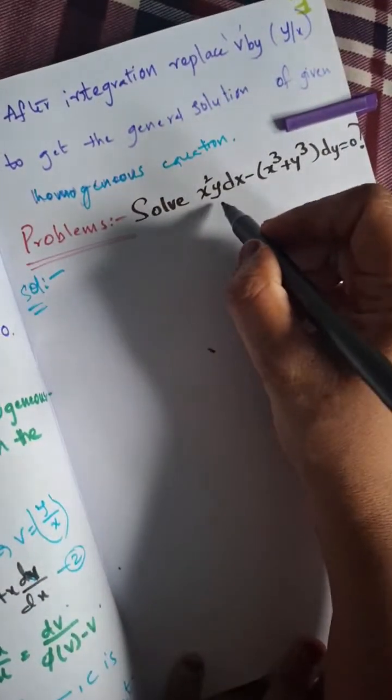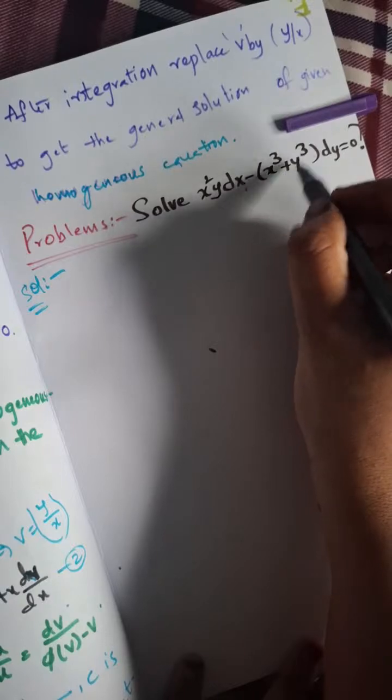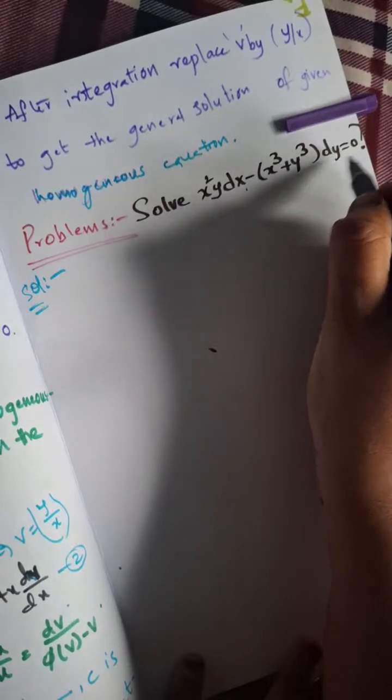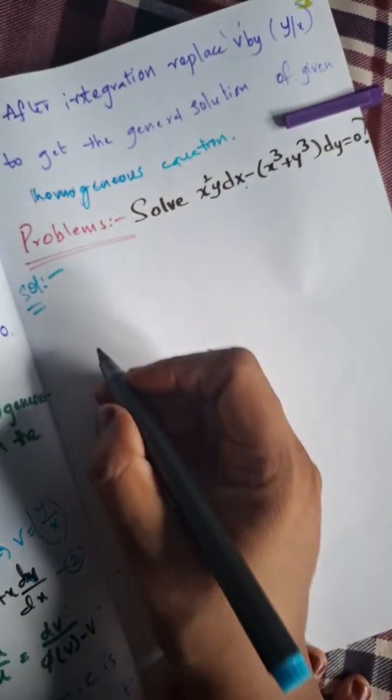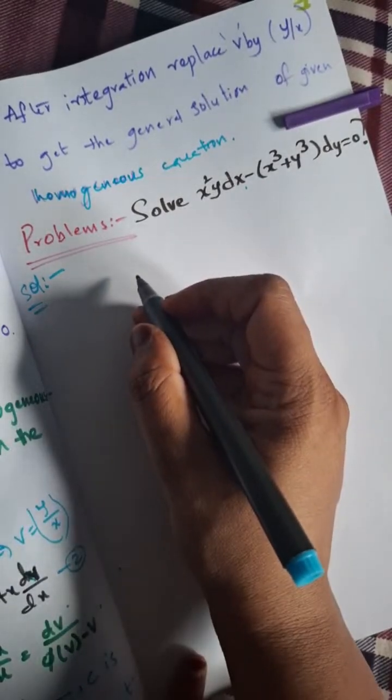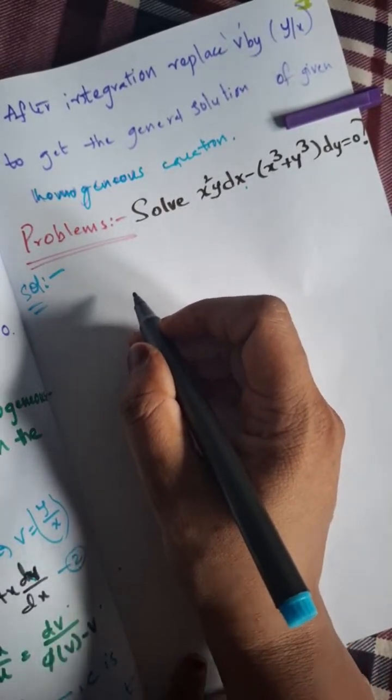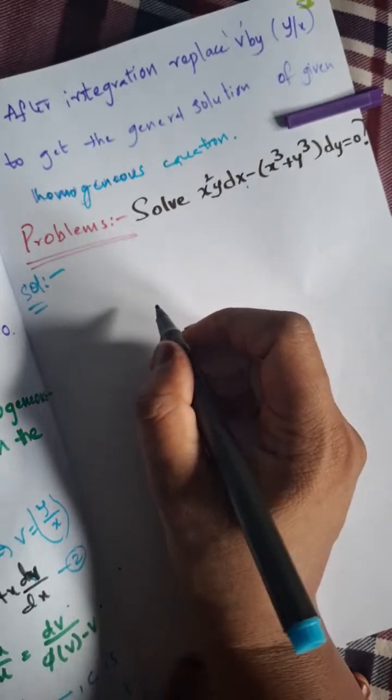Here what is given: solve x square y dx minus (x cube plus y cube) dy. It is given here in the question. We have to solve it by using the homogeneous function method. Okay, method 2 I am going to apply here.